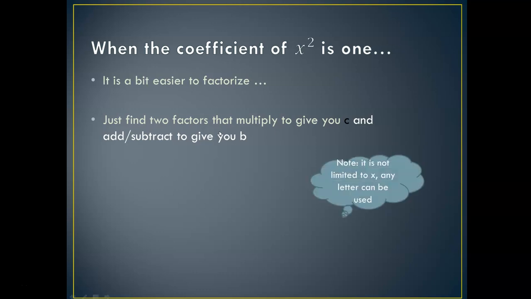And as I said before, note that it is not limited to x. Any letter can be used. So this could have been said when the coefficient of a squared is 1, when the coefficient of b squared is 1, when the coefficient of e squared is 1. You get the trick. I don't have to go through the whole alphabet. So any letter could have been used. x is more popularly used, but it is not always used.